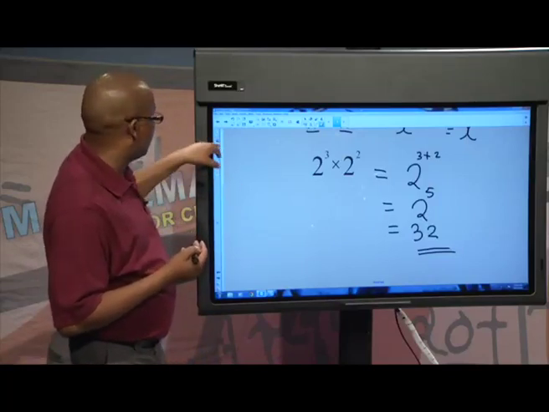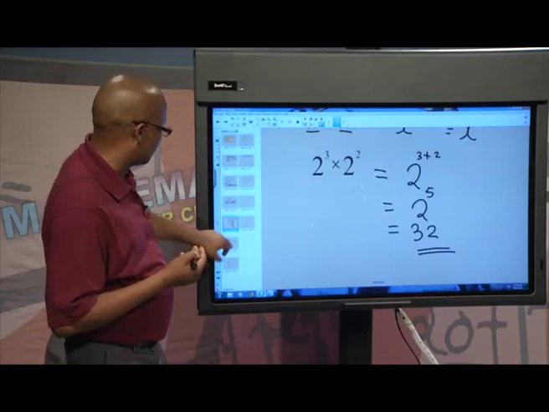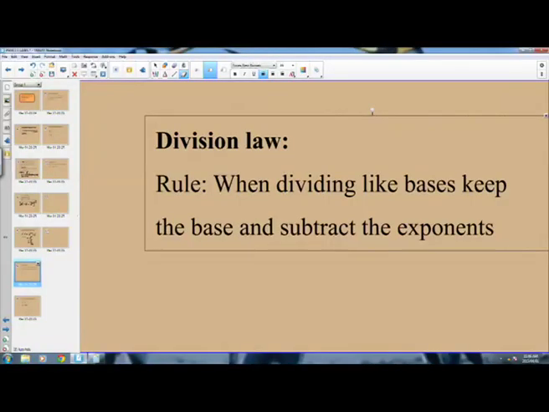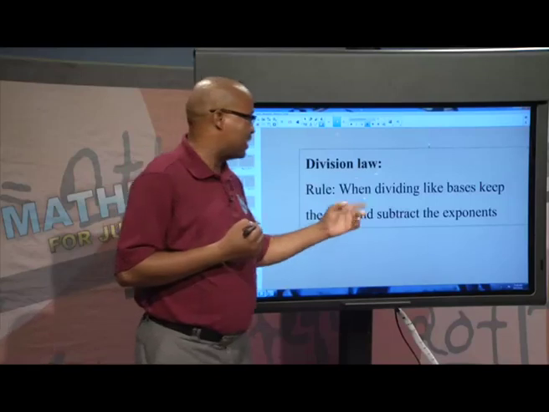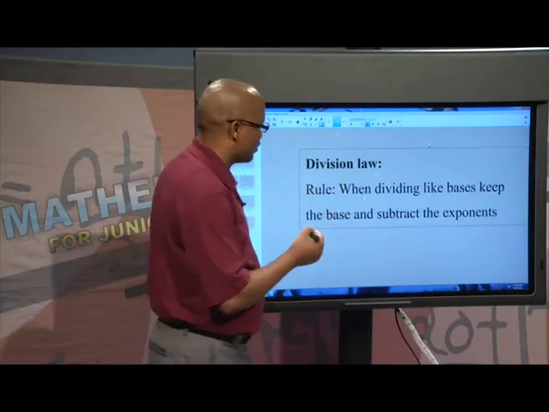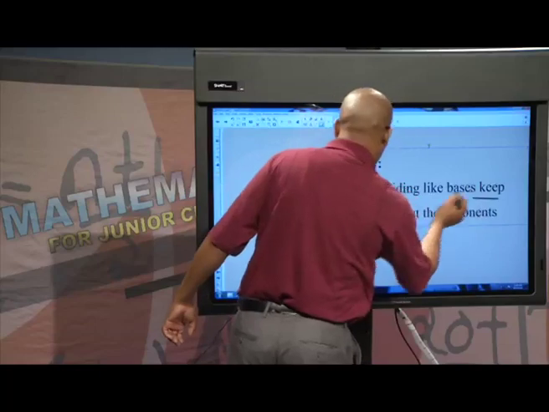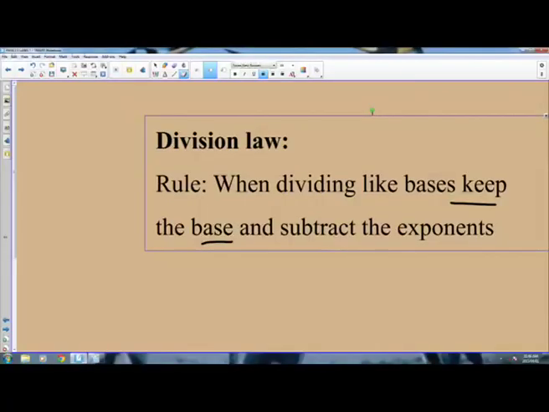Let us have a look at the division law of indices. What does it say? The law says when dividing like bases, keep the base and subtract the exponents. Remember, with the multiplication law, you simply need to keep the base and then add the powers. But here, the law says when dividing the like bases, keep the base and then subtract the exponents because you are dividing.